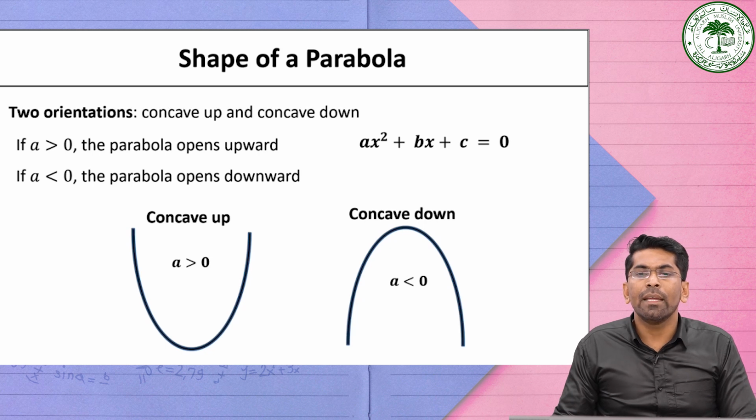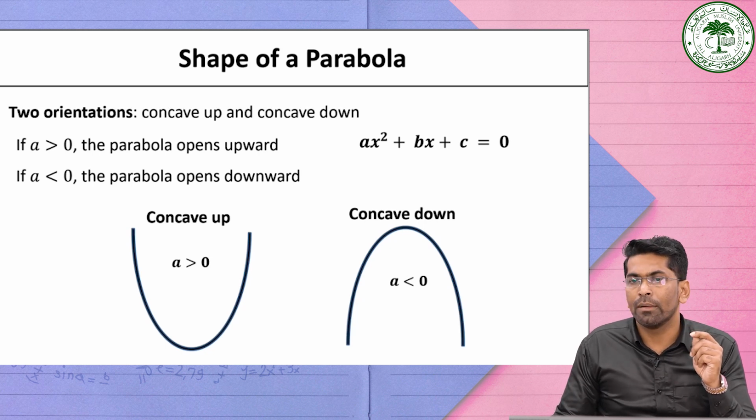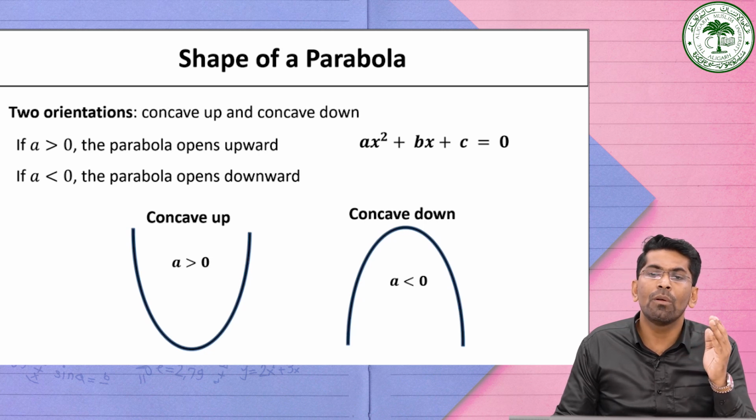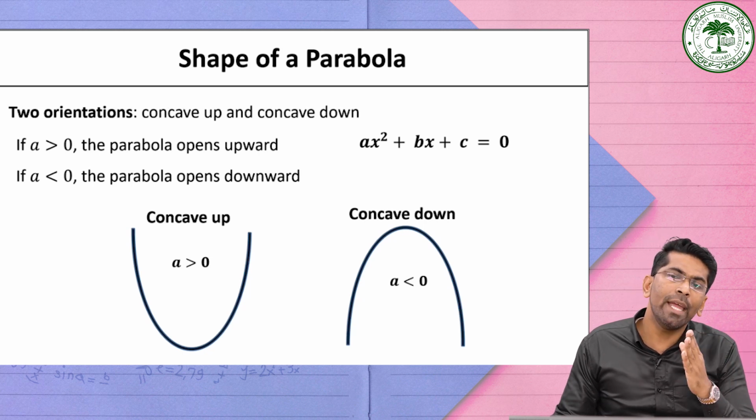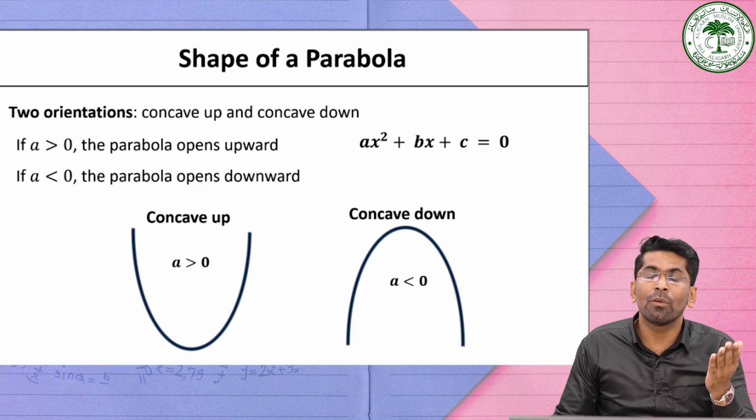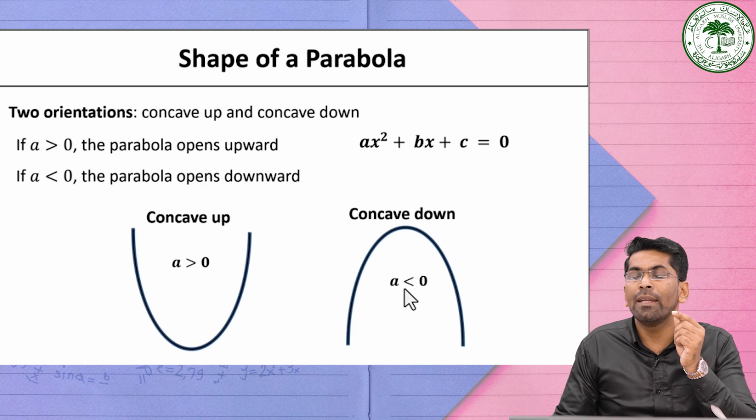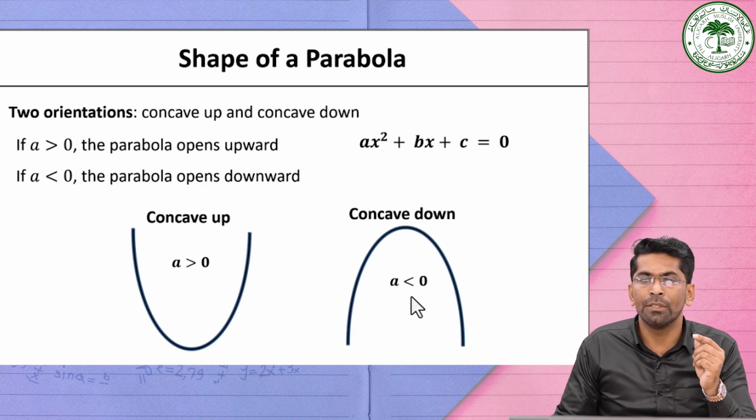Now let us consider y is equal to x square. Then the parabola will be concave up, because here the coefficient of x square is equal to 1, which is greater than 0. Similarly, if you consider y is equal to minus x square, then the parabola will be concave down, because the coefficient a in the case of minus x square is less than 0.